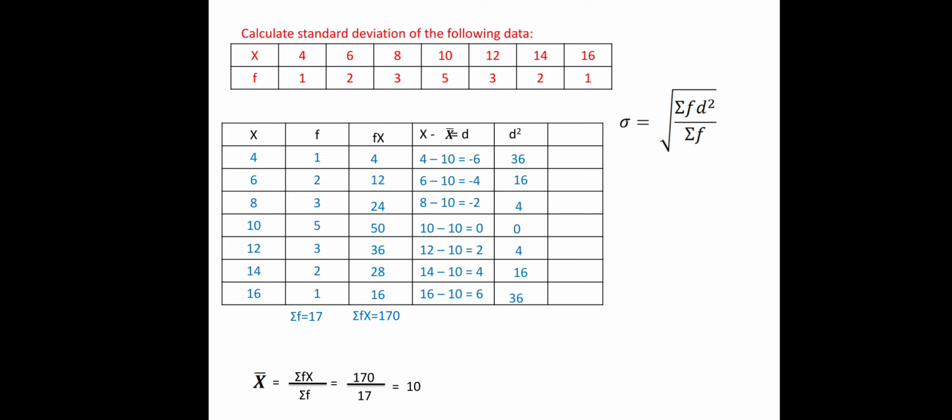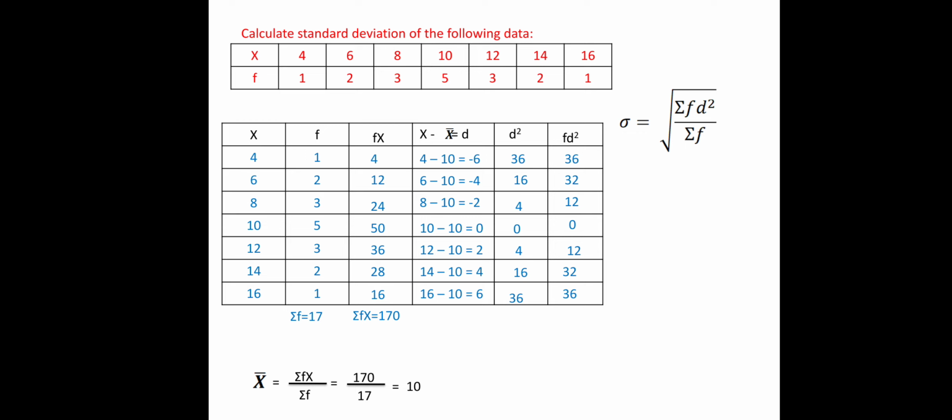Next again you recheck the formula. We have got f into d square, isn't it? So the last column is for f into d square. You need to multiply this value with this value, f into d square. So 1 into 36 is 36, 2 into 16 is 32, 3 into 4 is 12, 5 into 0 is 0, 3 into 4 is 12, 2 into 16 is 32, and 1 into 36 is 36.